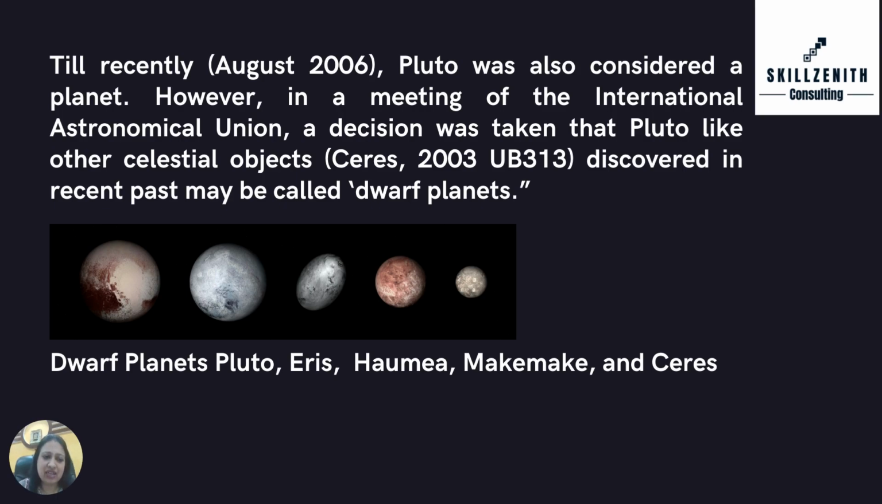So earlier, in fact, when we studied in school, we were taught that Pluto is a planet, but recently it has lost its status as a planet and now it is considered a dwarf planet. So here in this picture, you can see some of the dwarf planets: Pluto, Eris, Haumea, Makemake, and Ceres. Now, some people pronounce it one way and some people pronounce it another way. I prefer Makemake. So these are the examples of some of the dwarf planets.